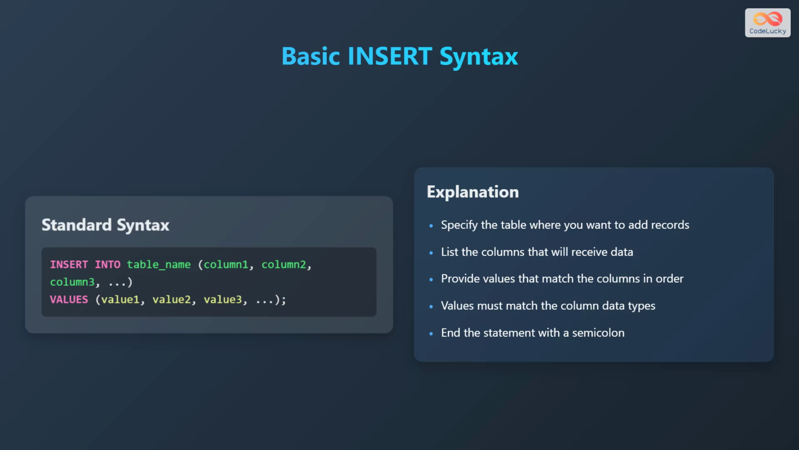Now let us understand the explanation. First, specify the table where you want to add records. Second, list the columns that will receive data. Third, provide values that match the columns in order. Values must match the column data types. Finally, end the statement with a semicolon.